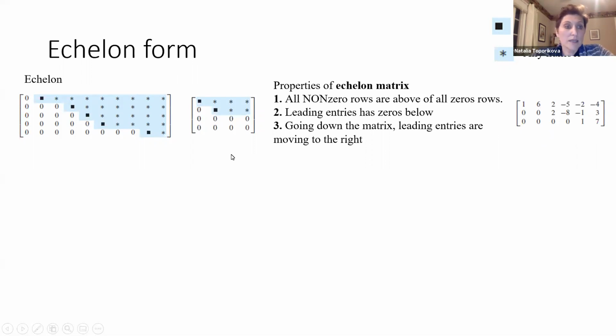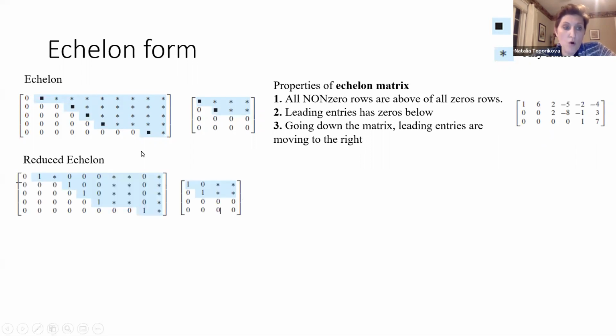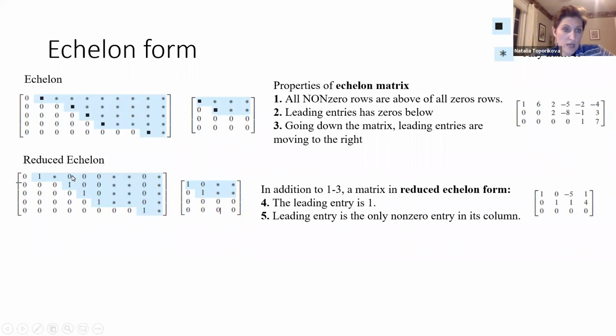Okay, and let's look at another type of echelon matrix. It's even more reduced and it's called a reduced echelon matrix. So now our leading entries are actually not any number, but precisely 1. And another interesting property of a reduced echelon matrix is that our leading value 1 is the only non-zero value of a column. So you can look at every column and there is only one non-zero value, and this is the leading entry. Very neat looking matrix.